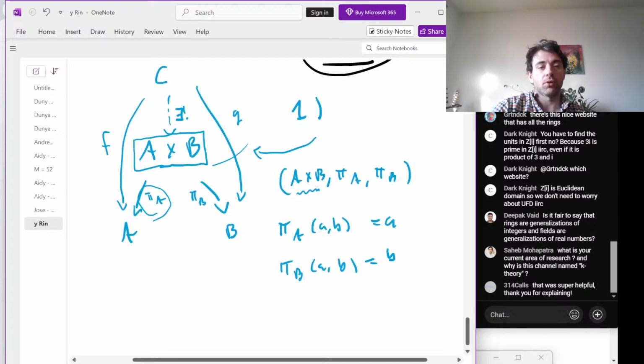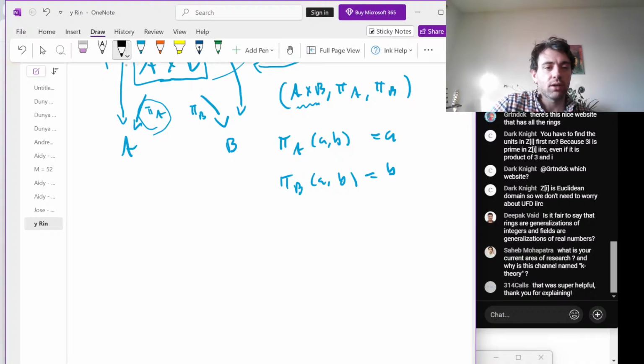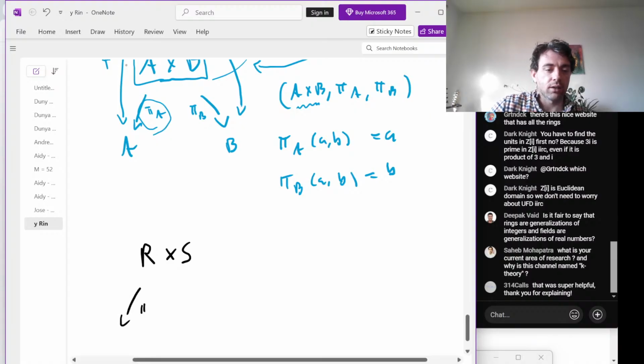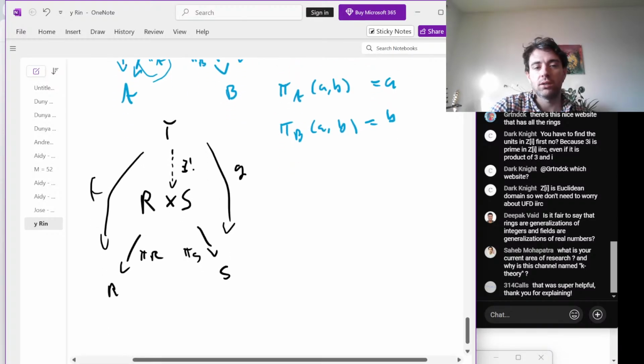And then number two, I would say, is try and do the same thing for rings. Take two rings, R and S, and think about the Cartesian product. How would you define a ring structure on this object? And then consider the same thing, the two projection maps, with the product ring which I'll call T. And again, show that this thing satisfies the universal property in the category of rings.